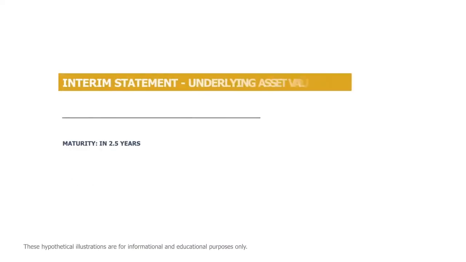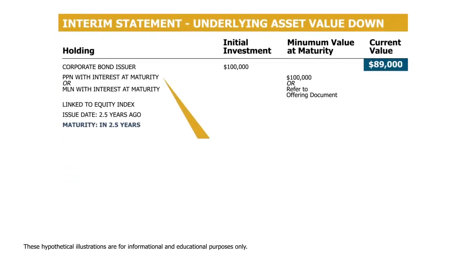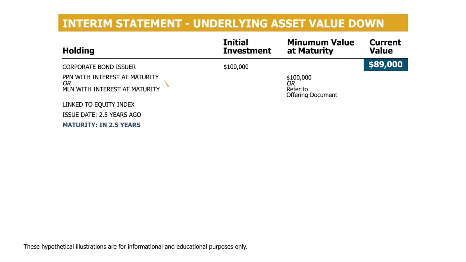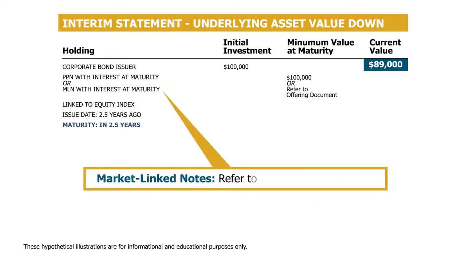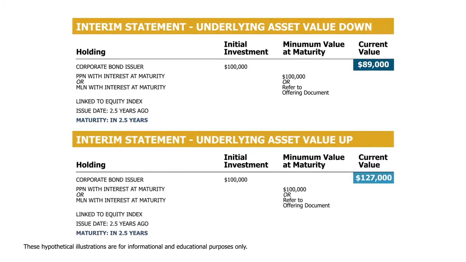If the reported value is down further, largely because the underlying asset's performance has declined, you may be concerned. For principal-protected notes, it's vital to remember that the minimum value at maturity is still equal to your initial investment, subject to the credit risk of the issuer. For other market-linked notes, to determine the payout at maturity, you should refer to the terms in the offering documents. If the reported value for any market-linked note is above the initial principal level, you should be aware that the value can still swing in either direction prior to maturity.